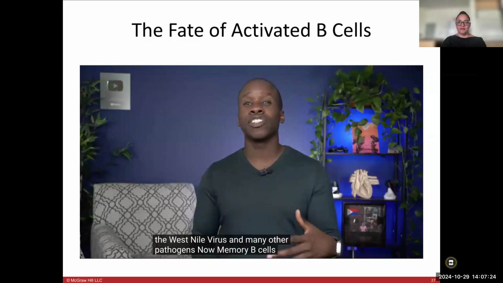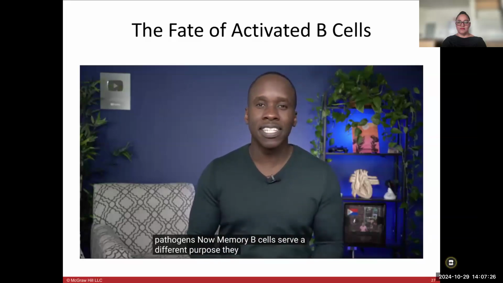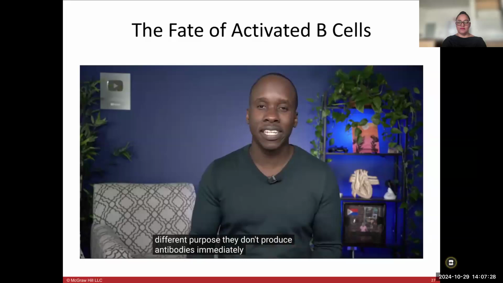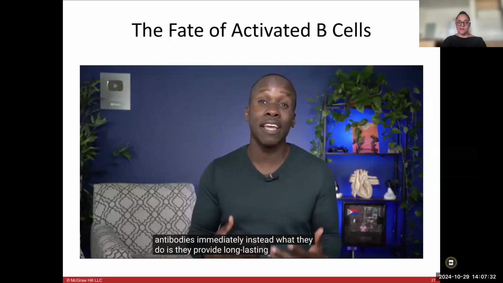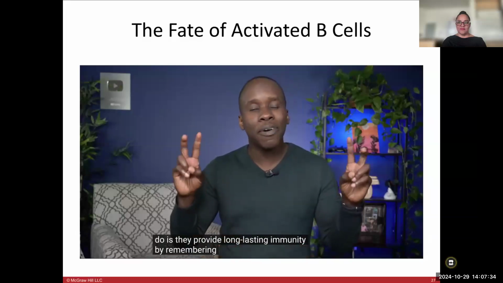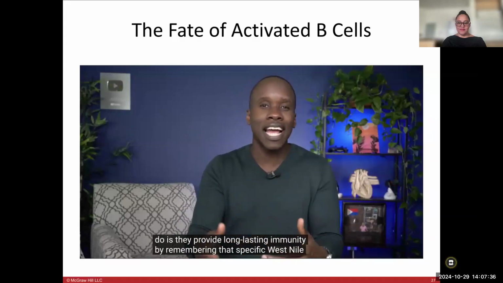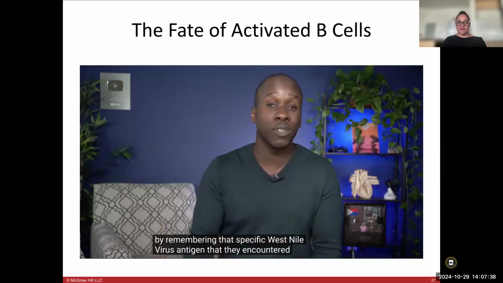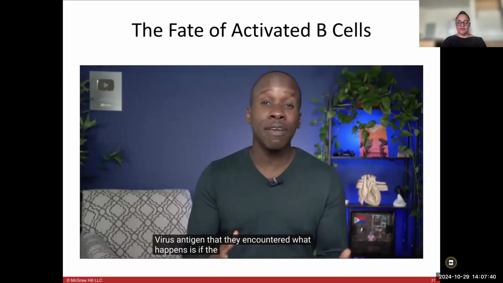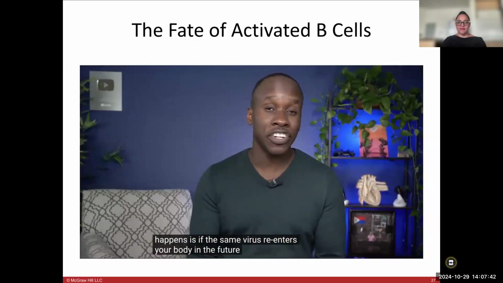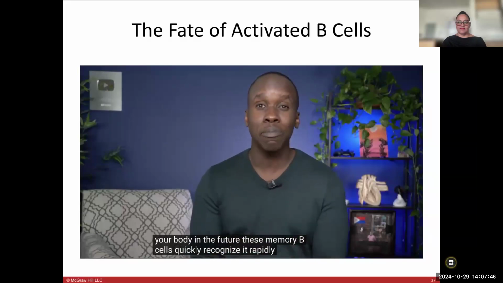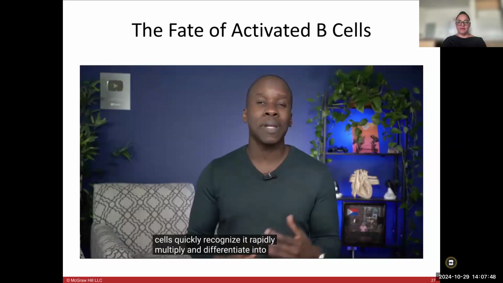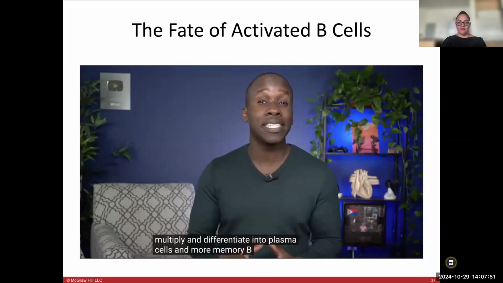Now, memory B cells serve a different purpose. They don't produce antibodies immediately. Instead, what they do is they provide long-lasting immunity by remembering that specific West Nile virus antigen that they encountered. What happens is, if the same virus re-enters your body in the future, these memory B cells quickly recognize it, rapidly multiply, and differentiate into plasma cells and more memory B cells.